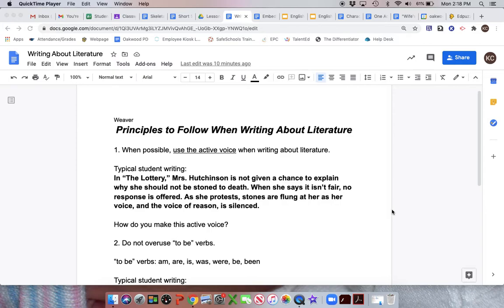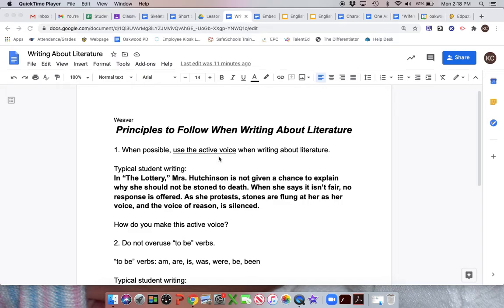Today I'm going to be teaching you 3 principles to follow when you're writing a literary analysis. Each of these is really about taking your writing and pushing out unneeded words and squeezing out things that you don't need so that your writing becomes more concise. The first principle is, of course, using the active voice when possible when you're writing about literature.